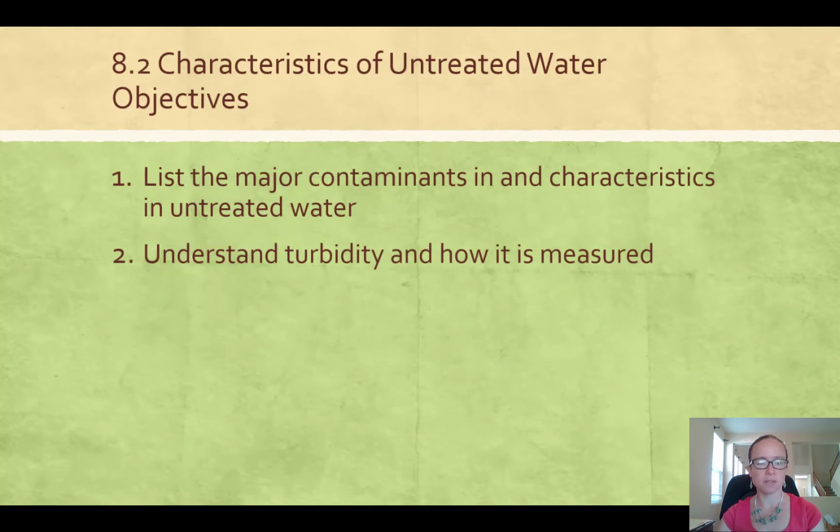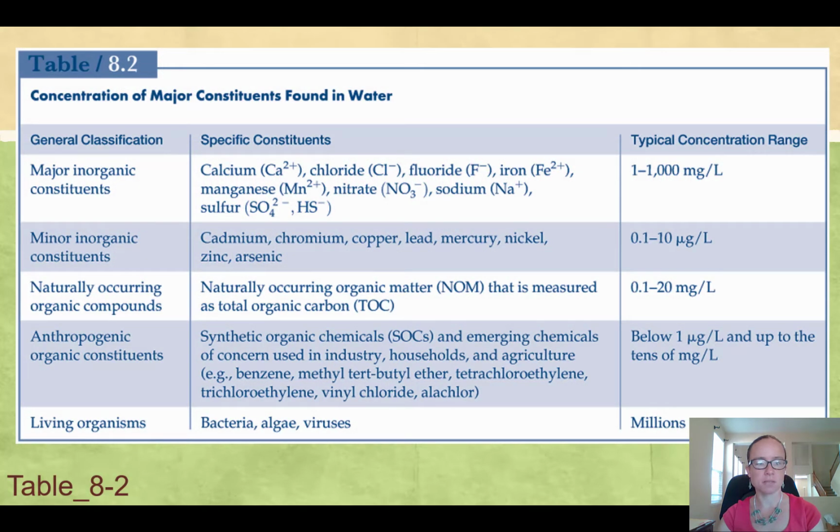For this video, I'd really like to be able to list the major contaminants and characteristics of untreated water and understand turbidity and how it is measured. So from the last video, we saw the major characteristics of untreated water: major inorganics, minor inorganics, naturally occurring compounds, anthropogenic, and living organisms.